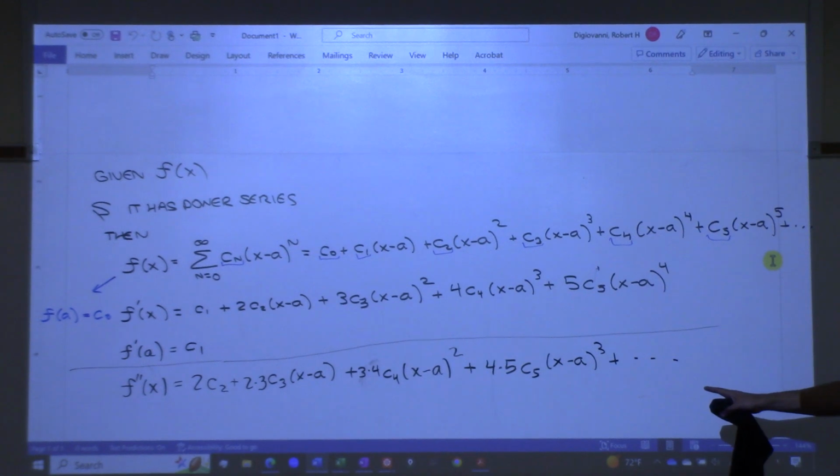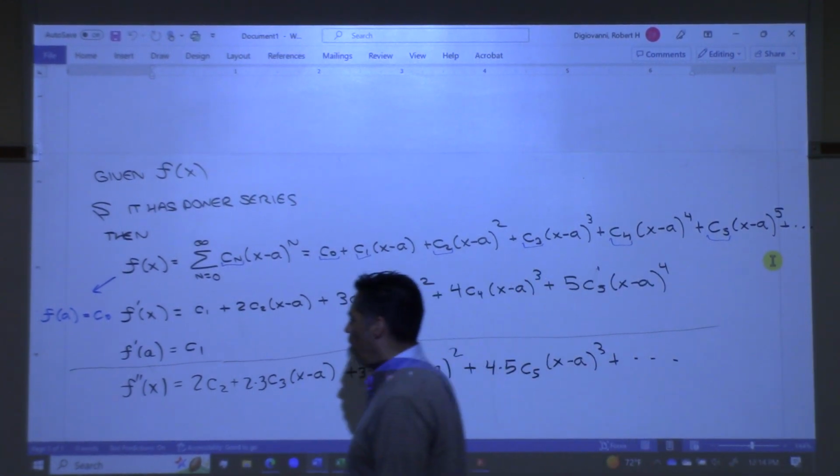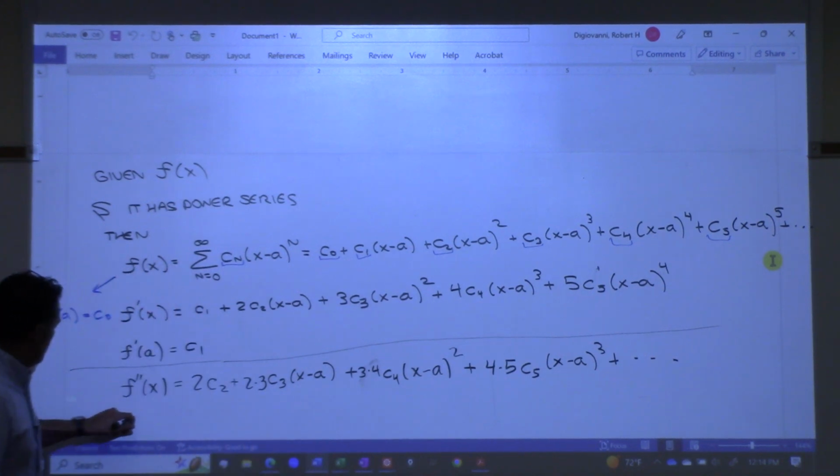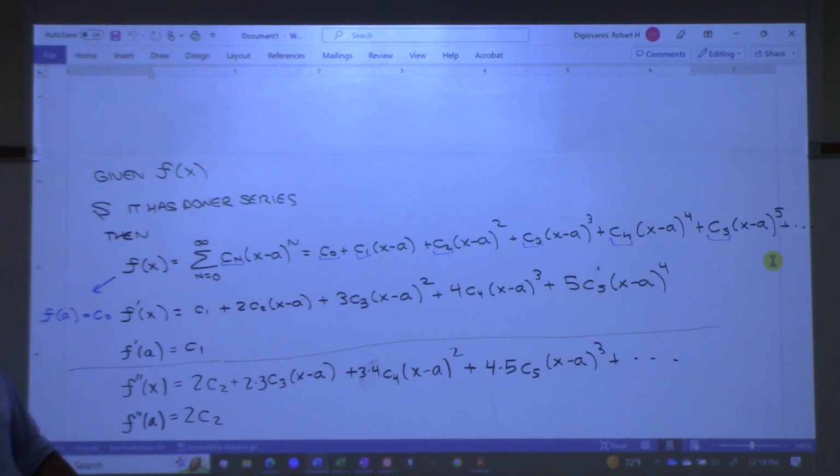Okay? Now, use the same approach. Plug a into this. What's the second derivative at a? 2c sub 2. Not c sub 2, it's 2c sub 2. So what do I need to find c sub 2? Divide both sides by 2.